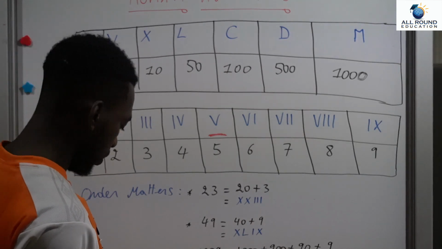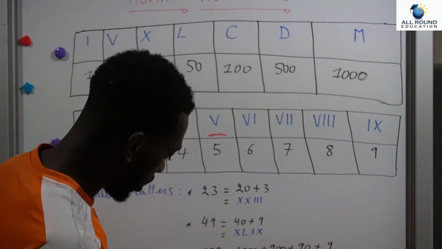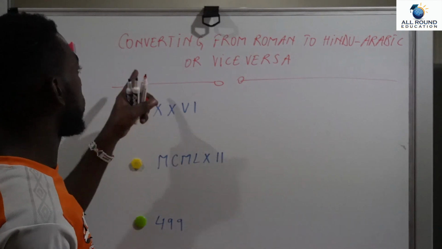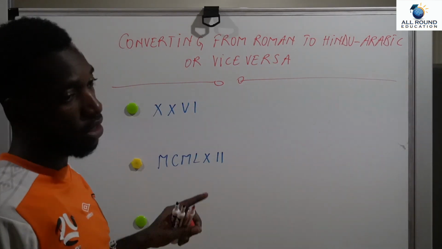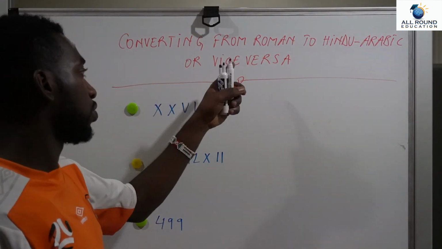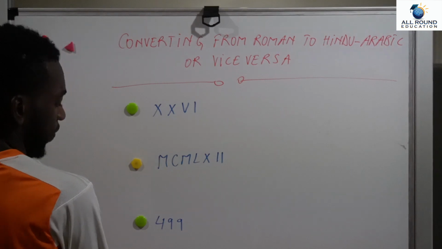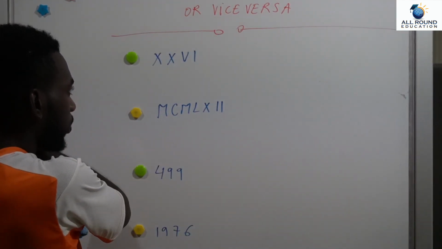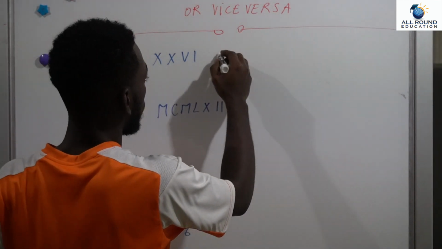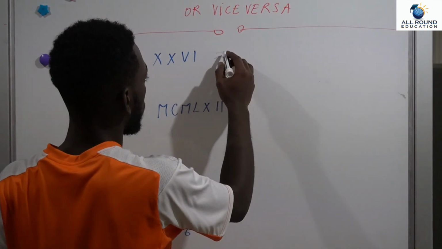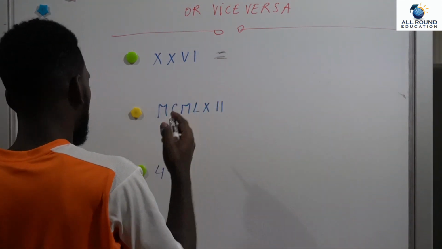Now let's look at the examples that I prepared, and see how much we can do. Thanks guys, let's get started with the examples before we finish. For the examples, we are converting numerals from Roman to Hindu Arabic, or from Hindu Arabic to Roman numerals. So let's get started with the first one. Here, this is Roman numerals, and we are converting it into Hindu Arabic numerals, right?